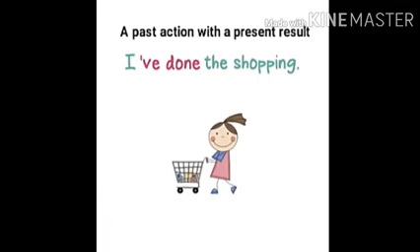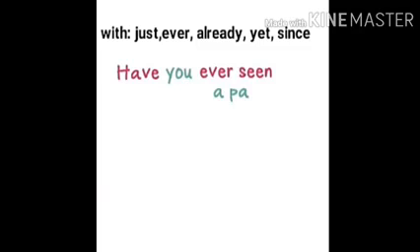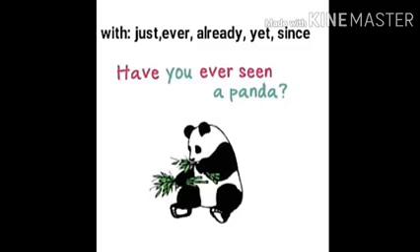The present perfect is also used with just, ever, already, yet, and since. So one example that's a very common question is, have you ever? So in this case, have you ever seen a panda? It could be, have you ever eaten snails? Have you ever? It's an expression, and you can say, I have, or I've never seen a panda. And all these words are used with the present perfect.